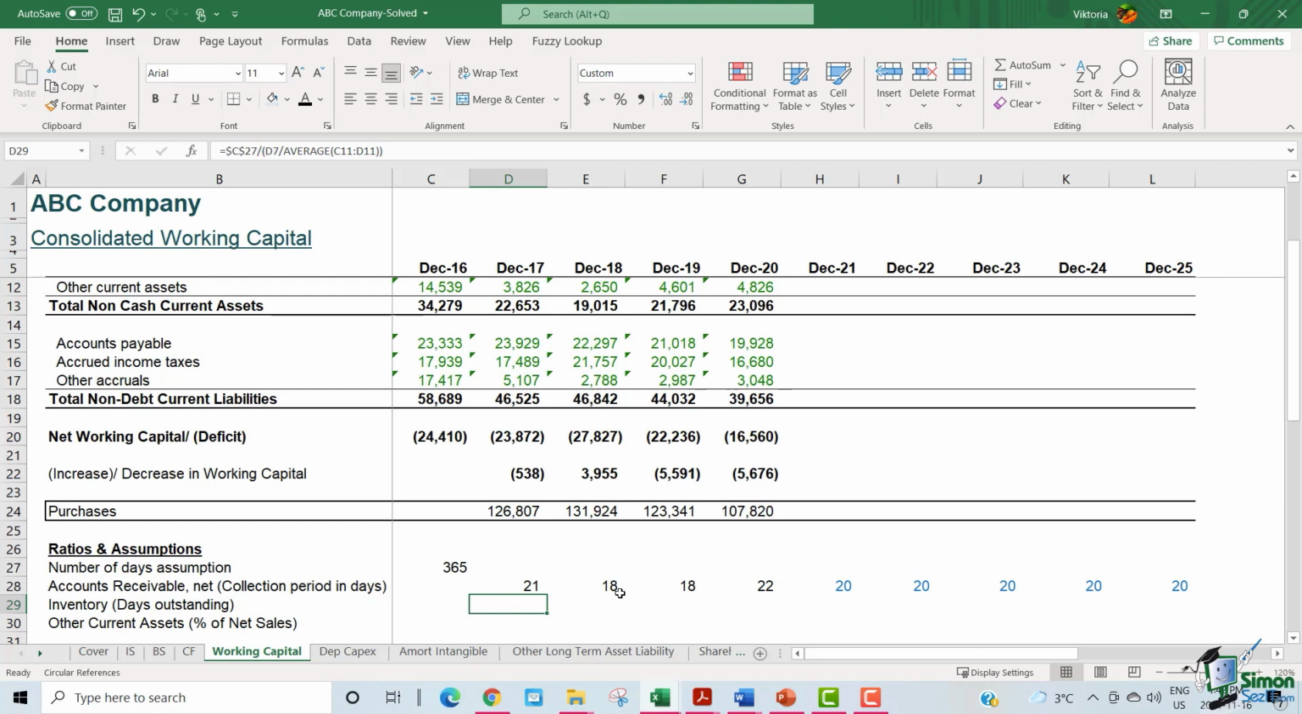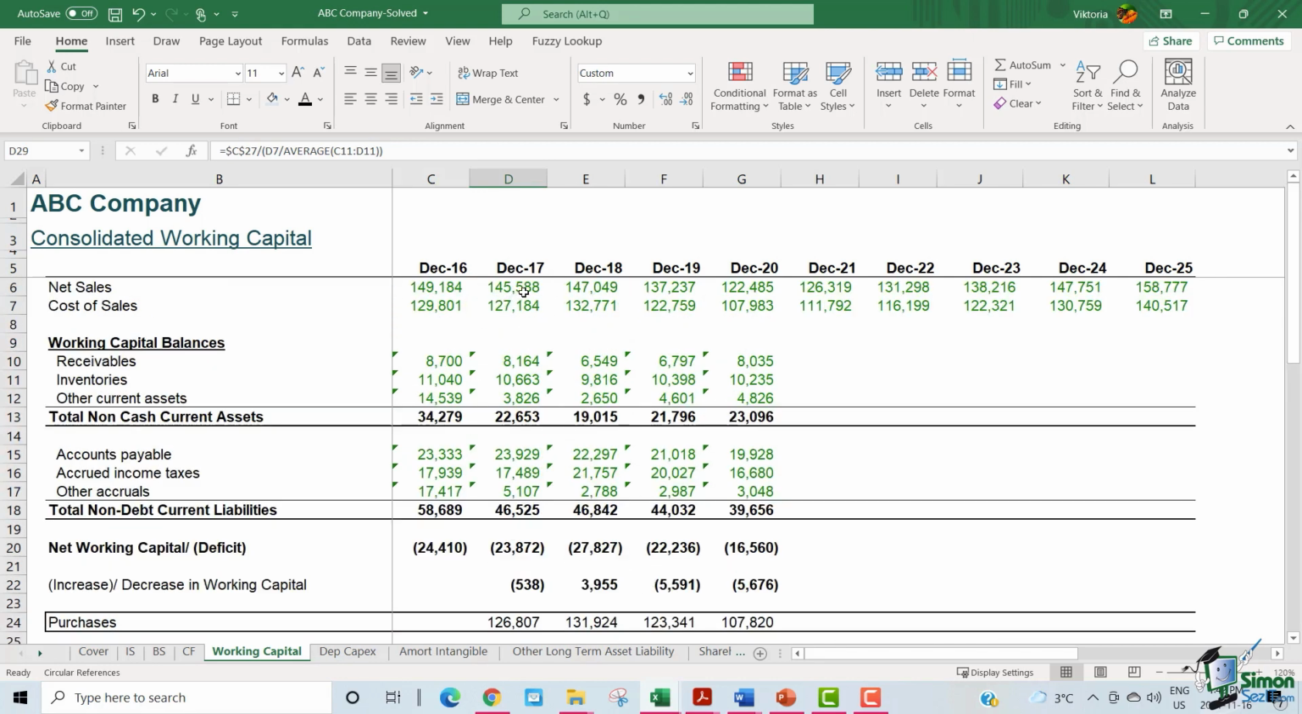To calculate the inventory days outstanding, the formula is similar to the accounts receivable collection period formula. We just replace the net sales with the cost of sales. So let's discuss the formula. Starting off with this highlighted part of our formula. We start off with the cost of sales, which is in cell D7, and we divide it by the average inventory, and then we divide 365 by this number.